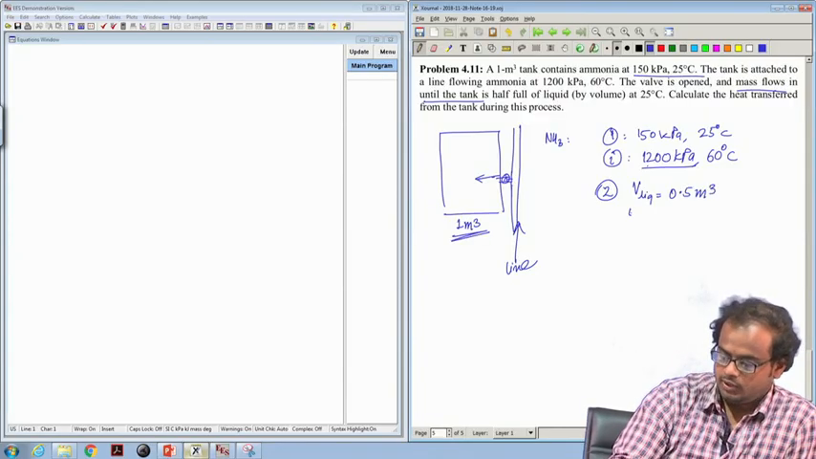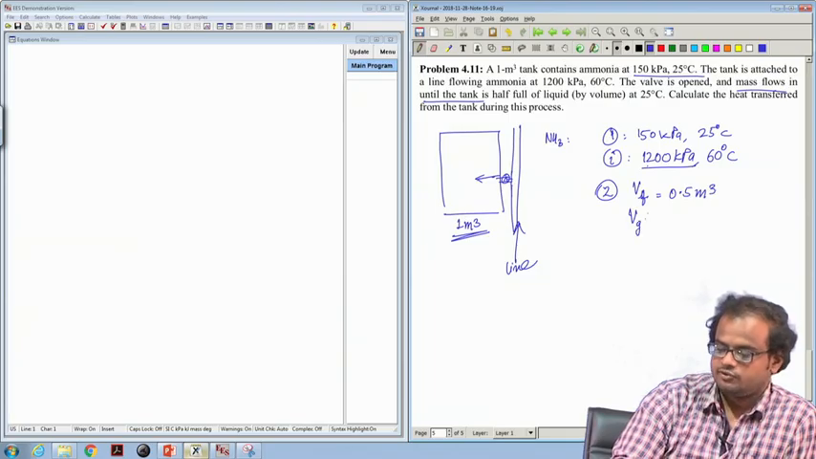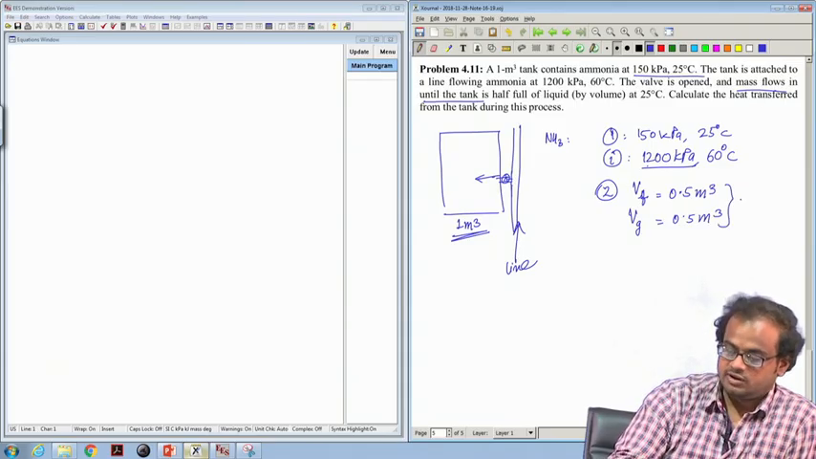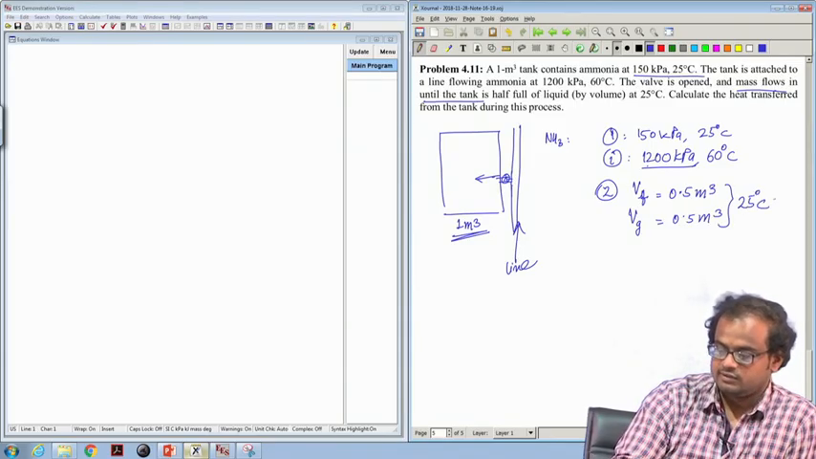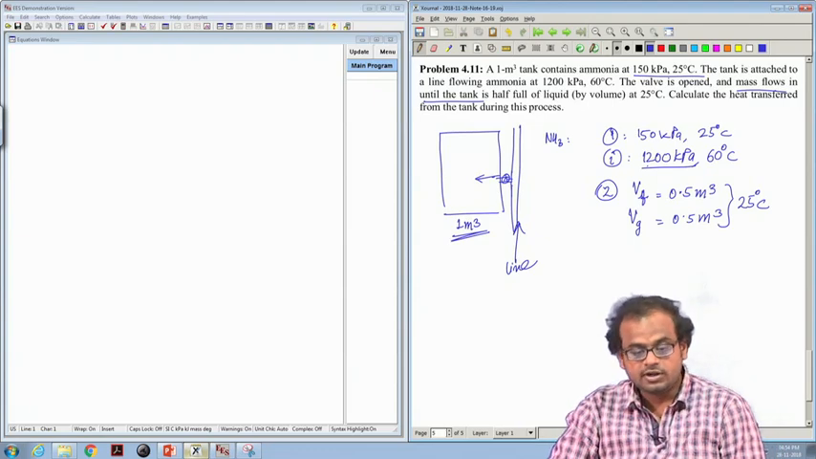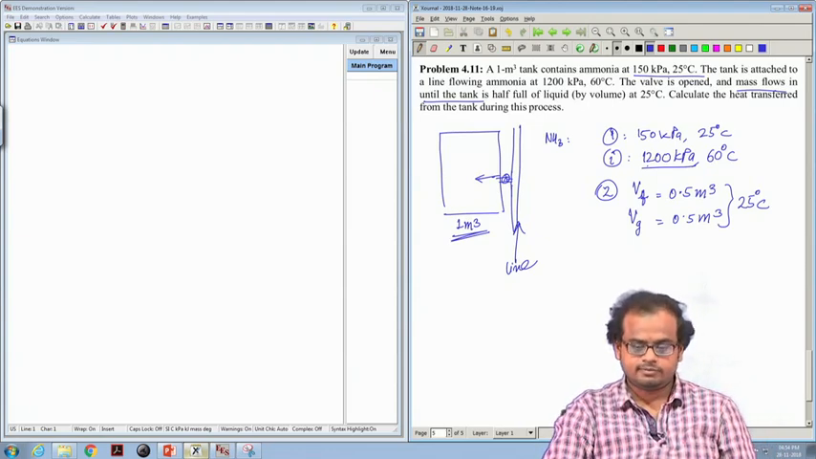because the whole tank is 1 meter cube, and the volume of the vapor is also 0.5 meter cube. Let us use the subscripts Vf for the liquid fluid and Vg for the vapor gas. Both these states are at equilibrium at 25 degrees Celsius. So, we have to find out the heat transfer from the tank during the process.